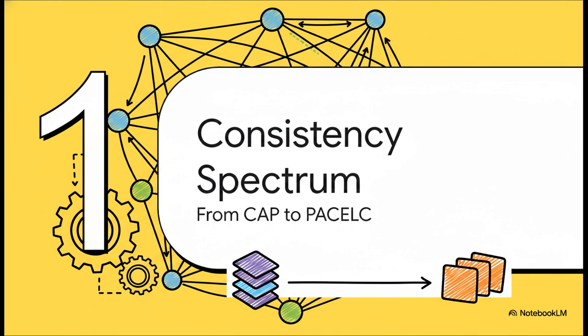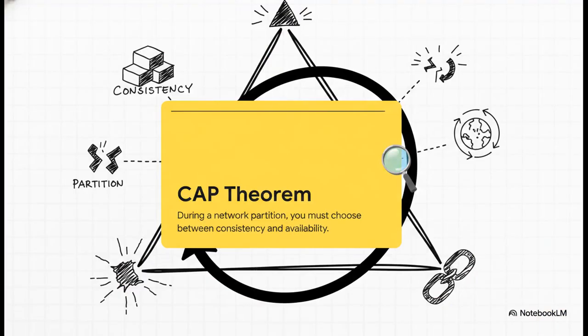Part 1. The Consistency Spectrum. From CAP to PACELC. All right, we all know the CAP theorem. It's that foundational rule forcing us into a hard choice between consistency and availability the exact second a network partition happens. I mean, think about it.